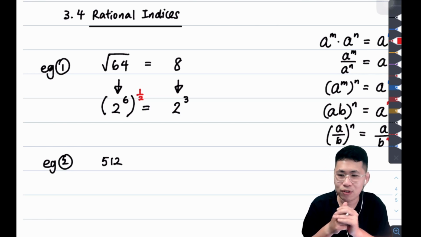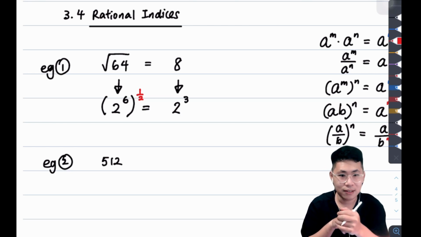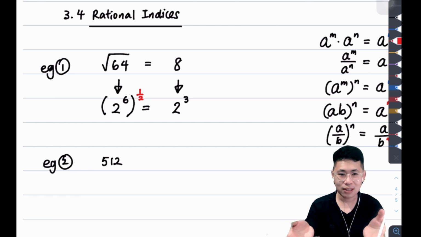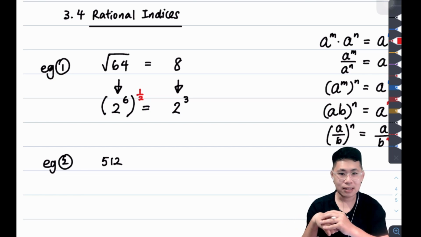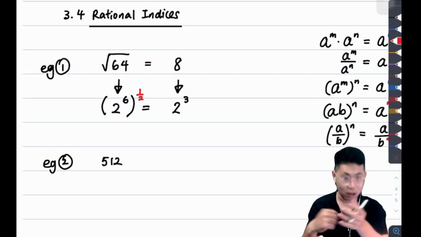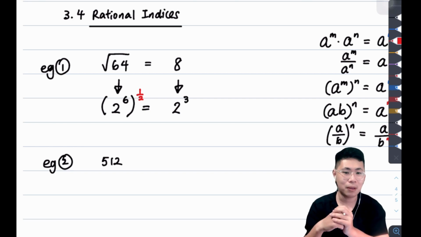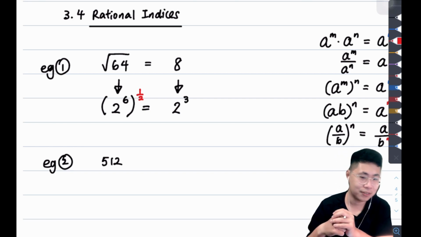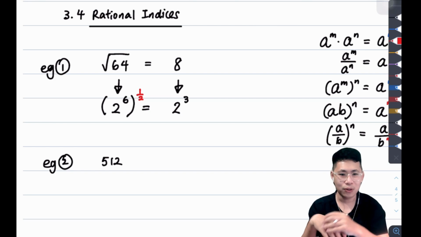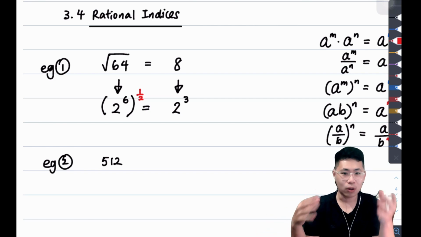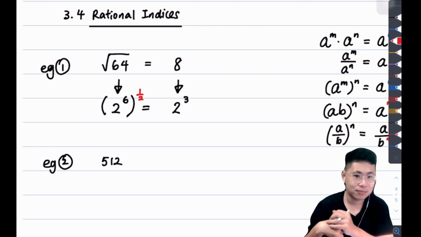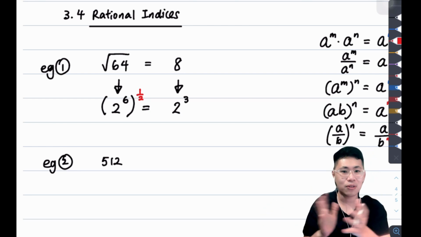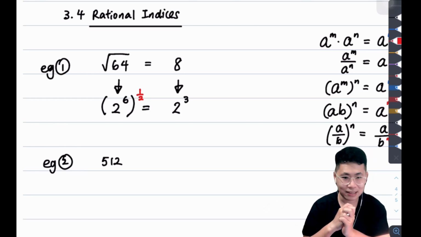So actually, from the first example that we see here, the action of the square root is halving the power. It means to multiply the power by half. Or we can say it is 2 to the power of 6, and the whole thing to the power of half. So now we start to see fractions in our index.